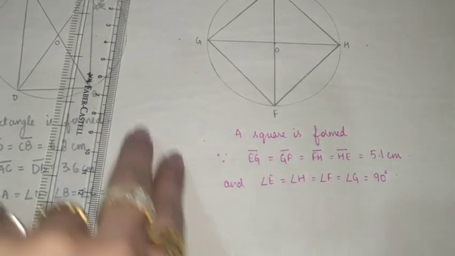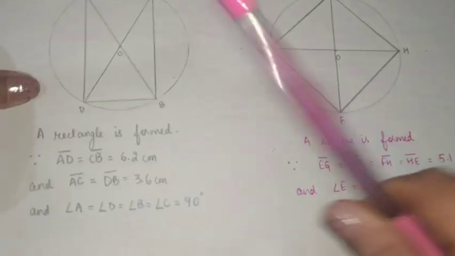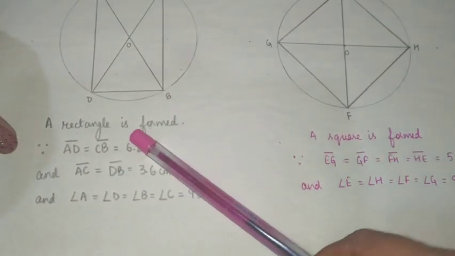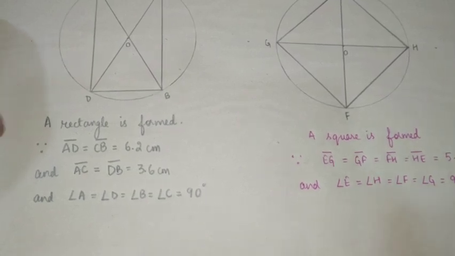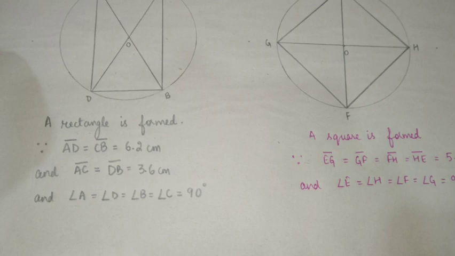So that's how you check your answer. In the first case, a rectangle is formed. In the second case, a square is formed. So let's move on to question 4 now.